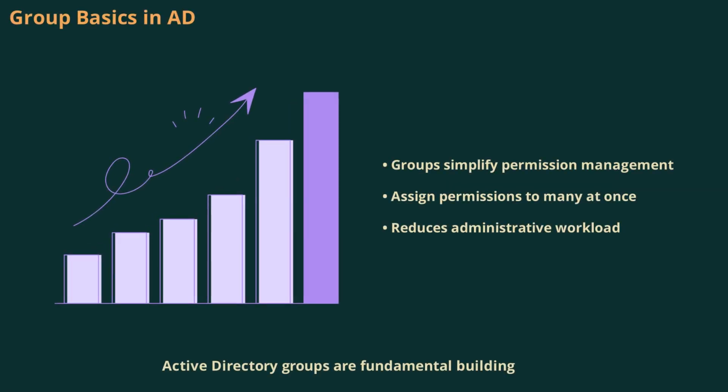Active Directory groups are fundamental building blocks for organizing users and resources. Instead of assigning permissions to each user separately, you assign them to a group. This approach streamlines administration, reduces errors, and makes it easier to update permissions as roles change. Whether you're managing access to files, folders, printers, or applications, groups are your go-to tool for efficient permission management. Let's dive into how these groups are classified and used within AD.